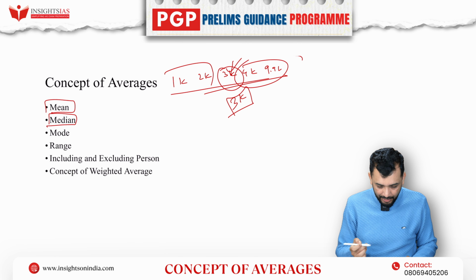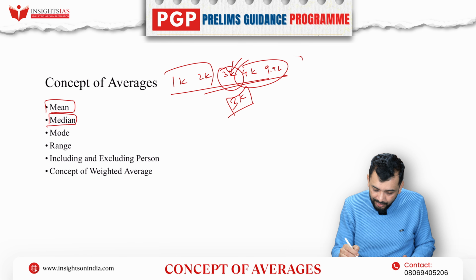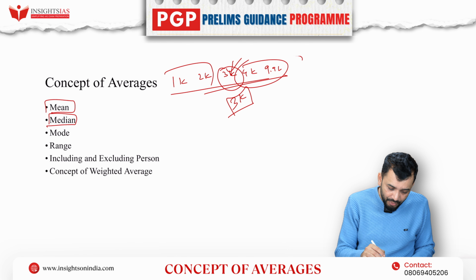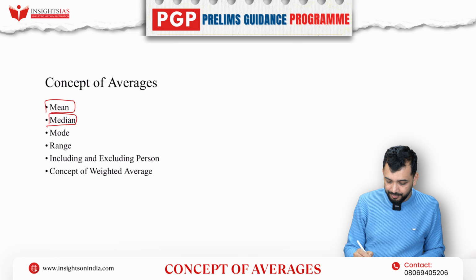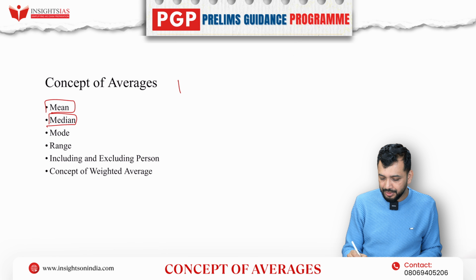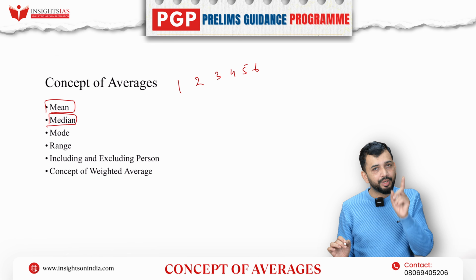All right. Now the second question comes, sir, it is easy because there are 5 terms and I have taken the middle term. What if there were an even number of terms, right? For example, if there is 1, 2, 3, 4, 5, 6. How do you take the median? Because now there is no one middle term.